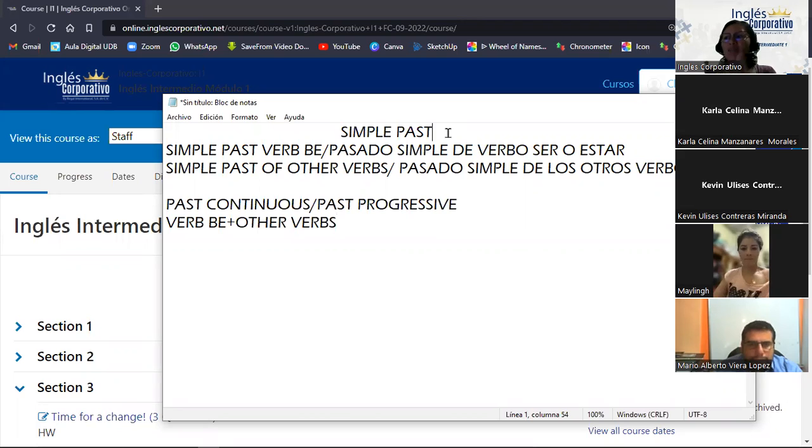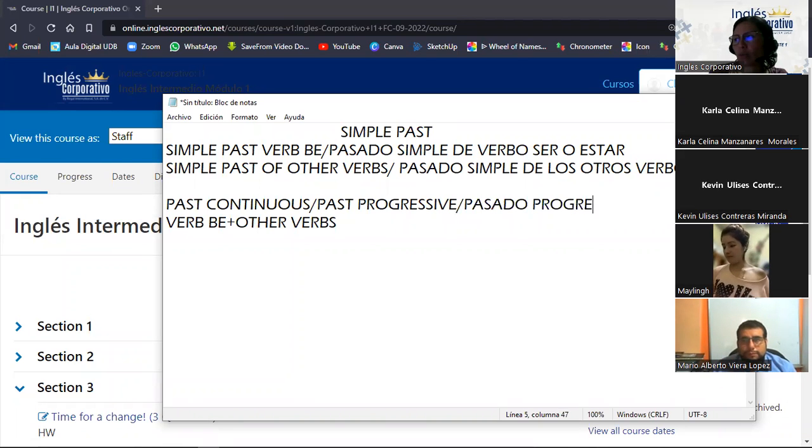Don't forget that we have three different things, right? So past progressive or past continuous is the same as pasado. Nosotros le llamamos en español pasado progresivo o pasado continuo, ¿verdad? Continuo. Okay, entonces that's the way we use it in Spanish.